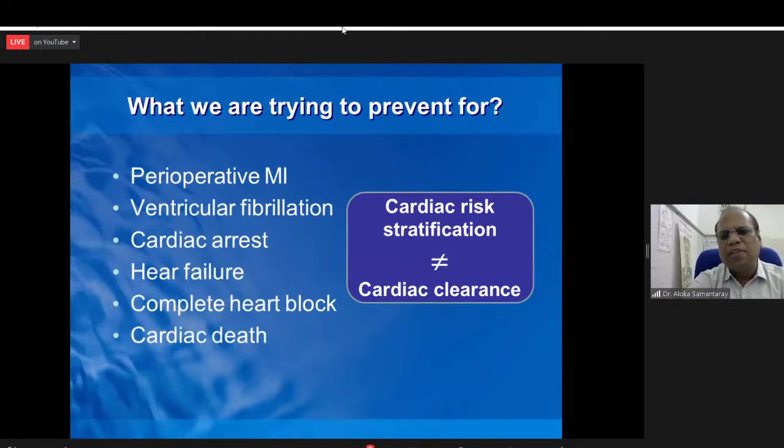When we need to deal with this type of case, one should remember that cardiac clearance is not equivalent to cardiac risk stratification. That means many of these patients who by different indices will have a low risk of developing one of these problems may not actually develop this type of major adverse cardiovascular event. So one should remember this is only a cardiac risk stratification, and the actual risk may vary depending on how you evaluate or what factors are available to you. It doesn't give a complete cardiac clearance so that all these events can be avoided completely.